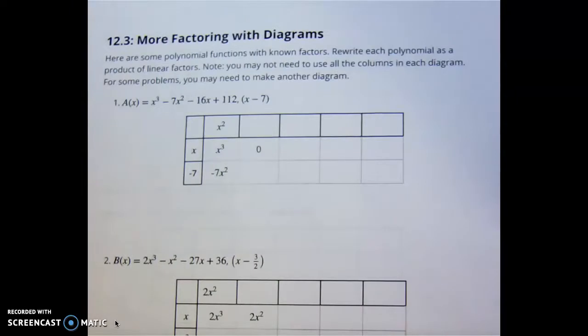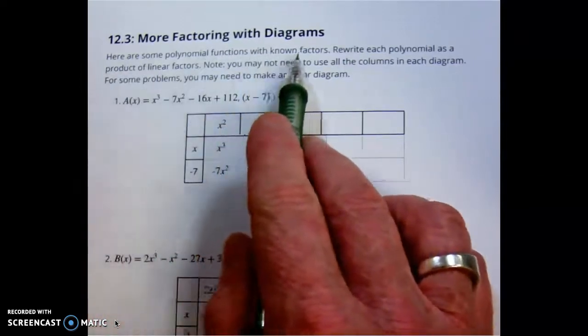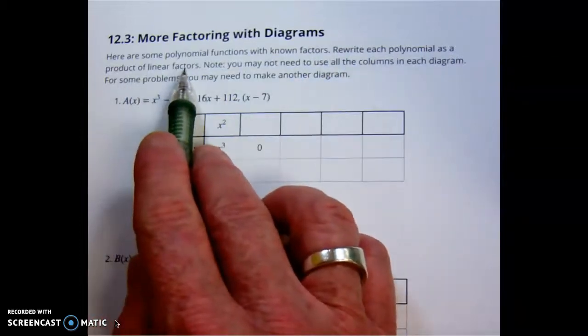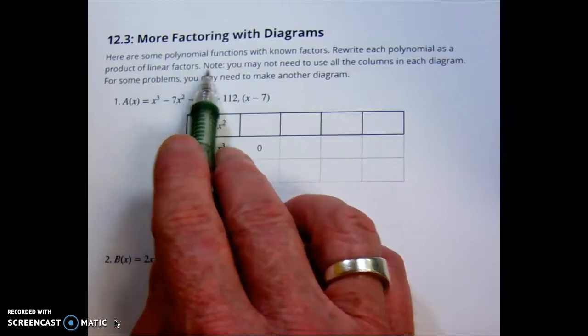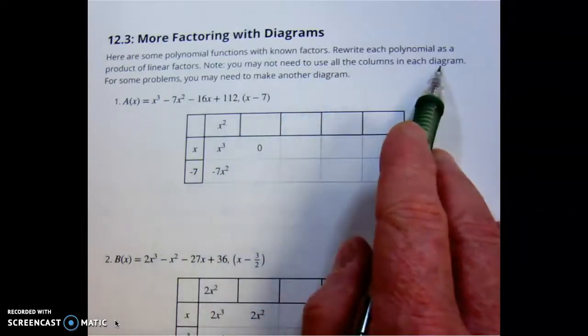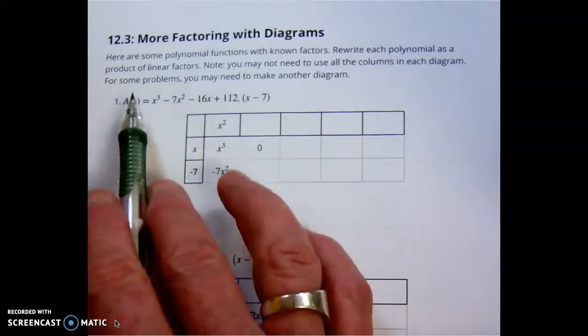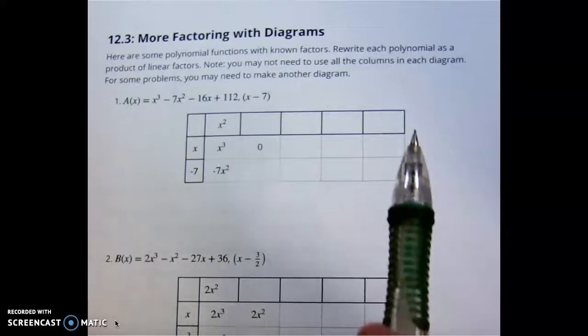All right, so we're going to use activity 3 to help us out with this. The first thing it says is, here are some polynomial functions with known factors. Rewrite the polynomial as a product of linear factors. That means all the x's have to have first powers, no exponents on them. Note, you may not need to use all the columns in the diagram, and they do give us some extra columns that we don't need. For some problems, you may need to make another diagram, and we'll look at that when we get that far.